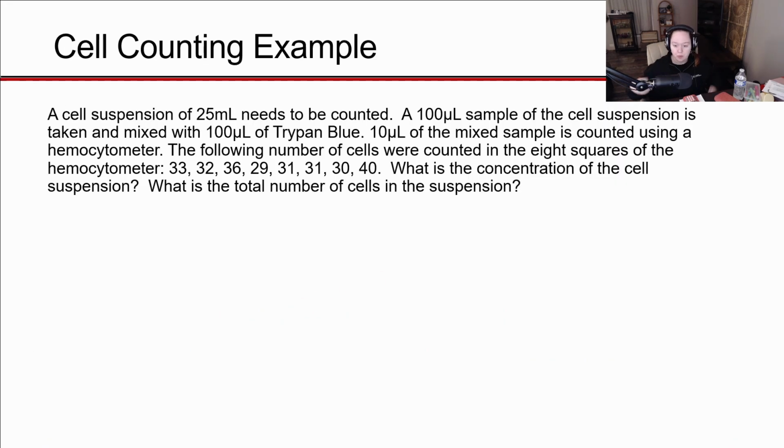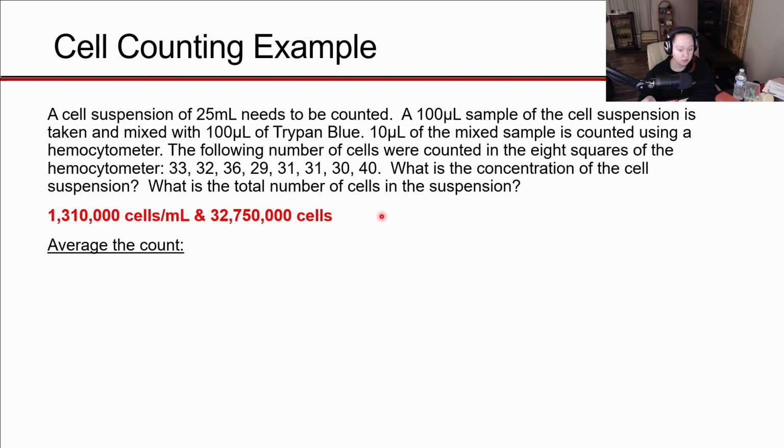So let's work through a problem together. You have a cell suspension of 25 milliliters that needs to be counted. A 100 microliter sample of the cell suspension is taken and mixed with 100 microliters of Trypan Blue. 10 microliters of the mixed sample is counted using a hemocytometer. The following number of cells were counted in the 8 squares of the hemocytometer, so both sides: 33, 32, 36, 29, 31, 31, 30, 40. What is the concentration of the cell suspension and what is the total number of cells in the suspension? So you have 2 questions here. This is the answer here.